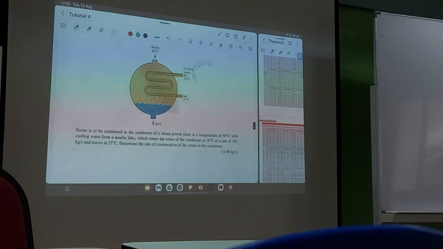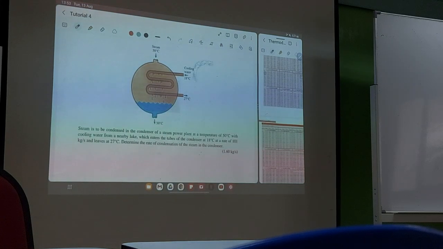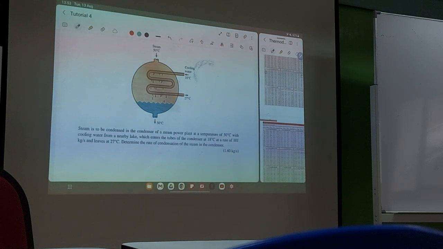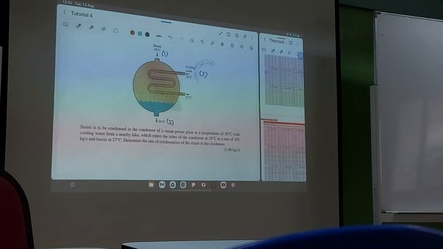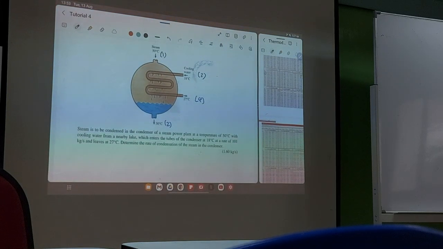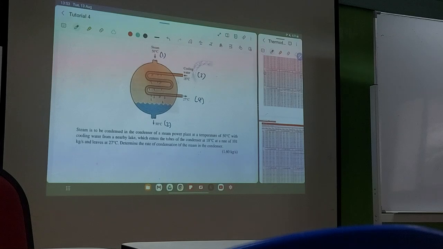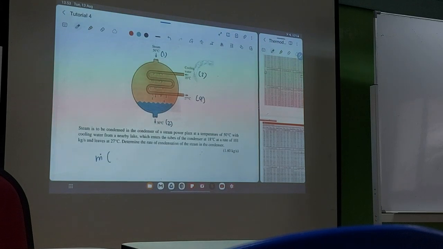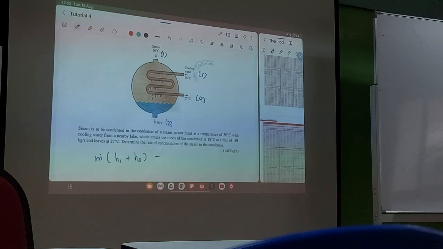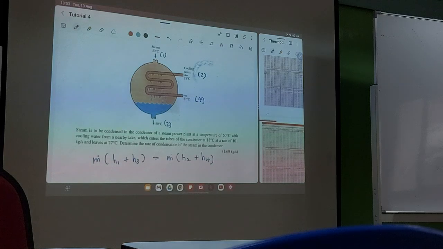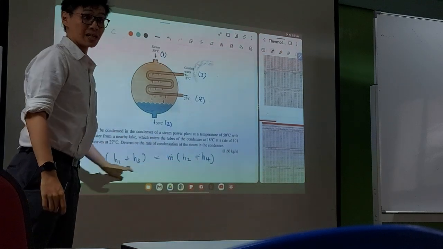So if we look at this whole thing as a whole, then there shouldn't be any heat. Let's see, this one is 2, this is 3, let's call this 4. This time I won't write the whole thing because we are short on time. But essentially what you are left with will be m dot h1 plus h3 equals m dot h2 plus h4. So this is the outlet, this is the inlet.